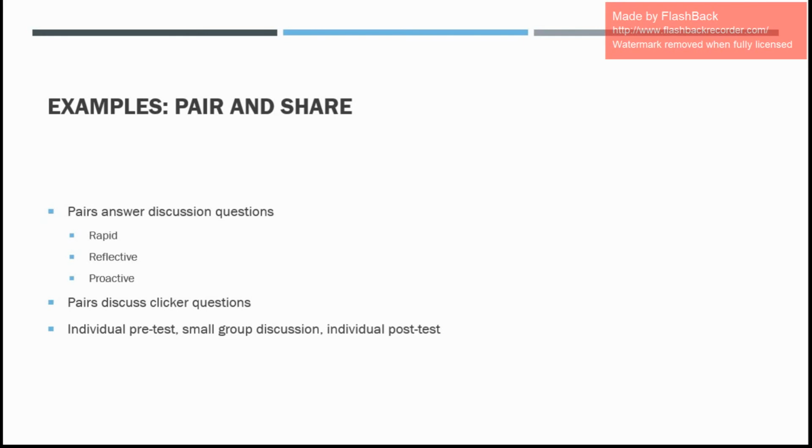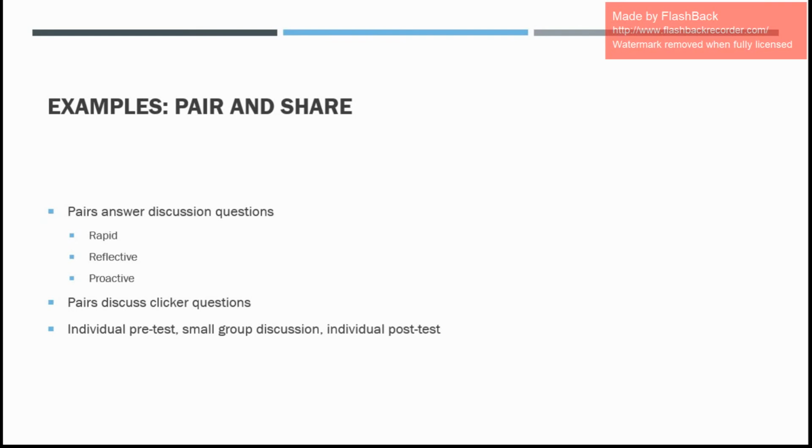Some examples of the pair and share activities. The first was pair discussions over discussion questions, and there were 3 different models for this. One was a rapid model where the students were given discussion questions and they had to answer it during that class period within a set amount of time. The next model was a more reflective approach, and so they had discussion questions, but the pair was given 3 to 5 class periods to complete it. So that could take the course of a week.